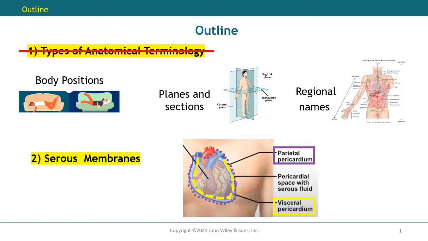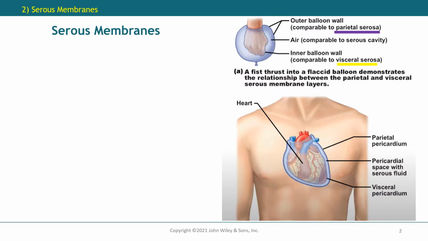So in the previous section, we talked about the type of anatomical terminology. Now we're going to move into the serous membrane. To explain what a serous membrane is, I have these two diagrams, and let's go first to the one that is below.